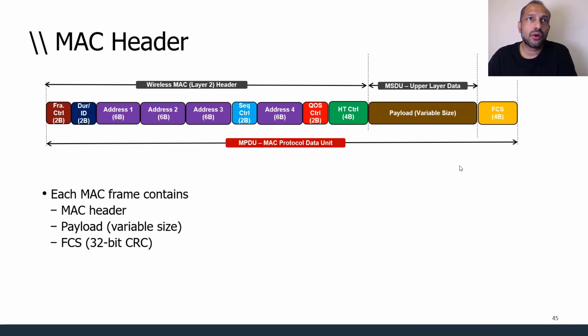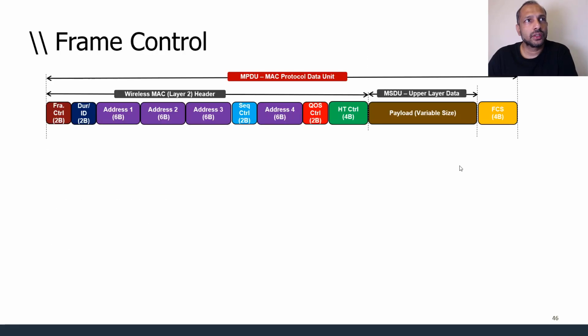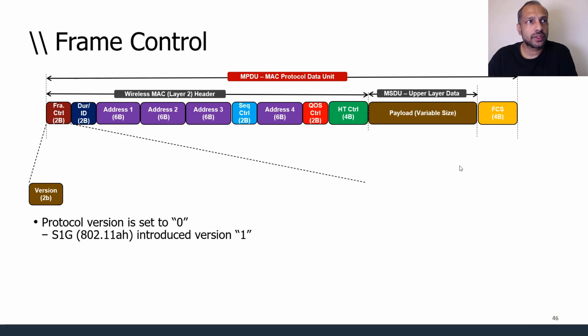Now let's see the detail of what's inside the MAC header. As you can see in the diagram, there is a frame control field and then a duration ID field, and there are four address fields, and then the sequence control, QoS control, and HT control. So those are the main components. Let's look at what's inside the frame control field. The frame control field is a 2 byte value. The first 2 bits are called the version bits.